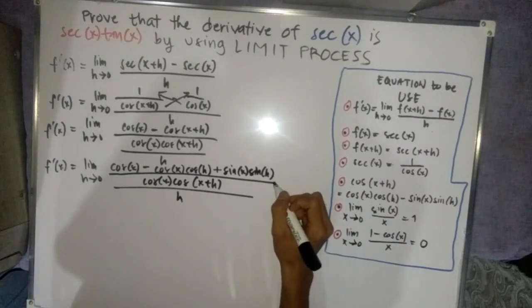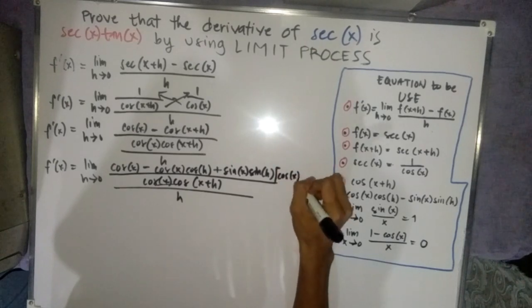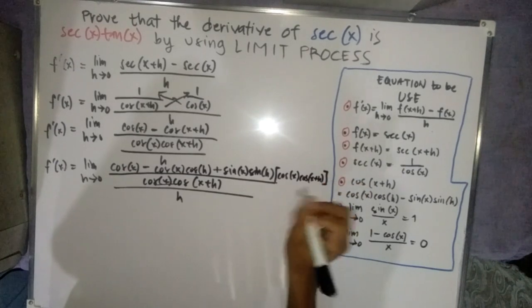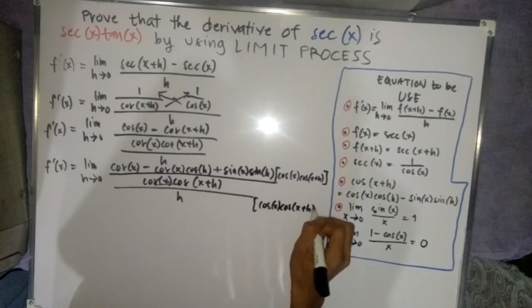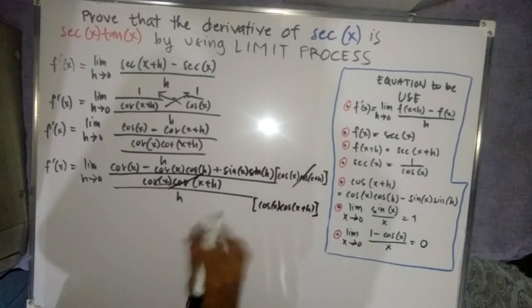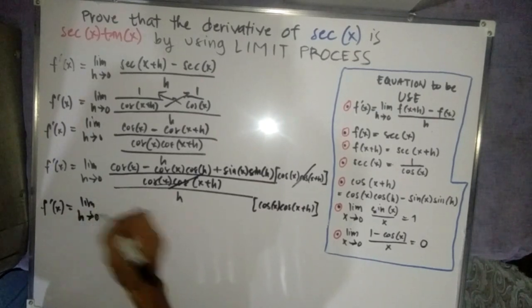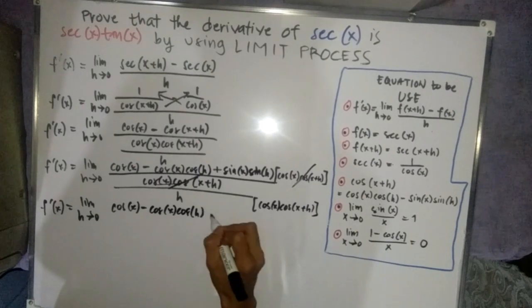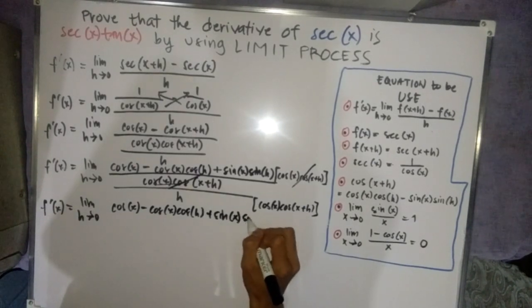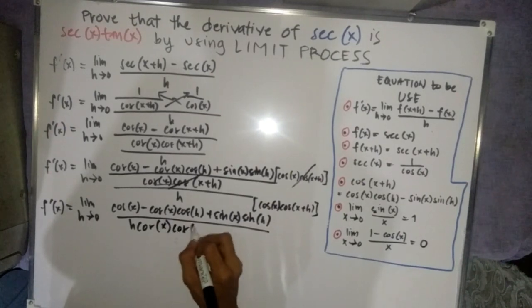Ngayon, i-multiply natin both numerator and denominator by this term, cosine x plus h. Then, dito naman sa baba, cosine x multiplied to cosine x plus h. So, this term divides out, leaving behind h multiplied to cosine x times cosine x plus h. So, copy, limit as h approaches 0, cosine x minus cosine x times cosine h plus sine x multiplied to sine h all over h times cosine x multiplied to cosine x plus h.